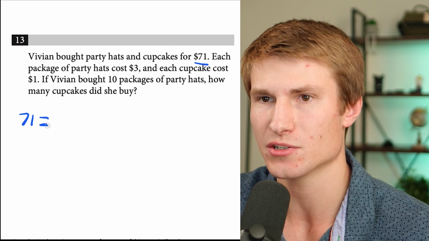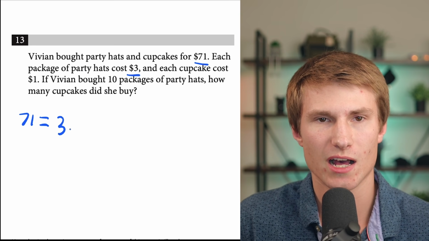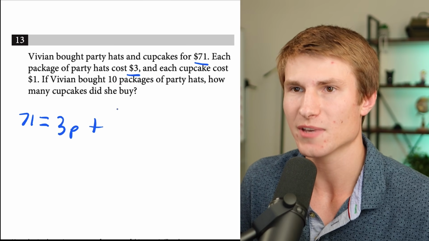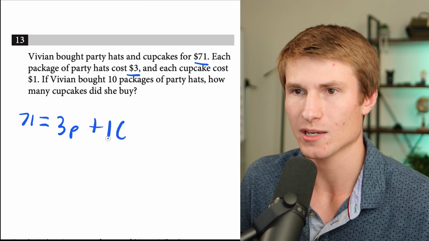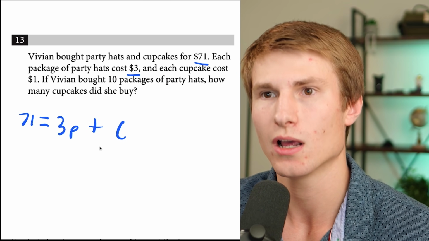So 71 is going to be the total amount she spends. Each package of party hats costs $3. So $3 times our number of packages of party hats, which I'll represent as P. And each cupcake costs $1. So you could make it plus 1C, but since a 1 in front of C is redundant, we'll just get rid of the 1. So now we have our equation.